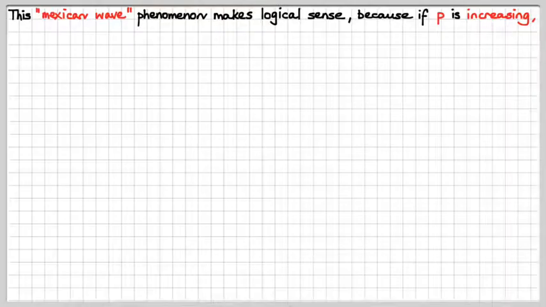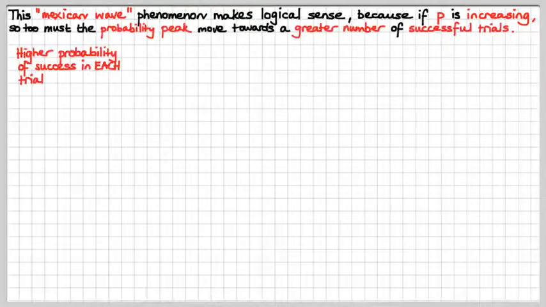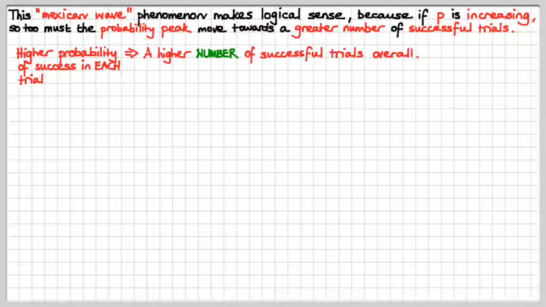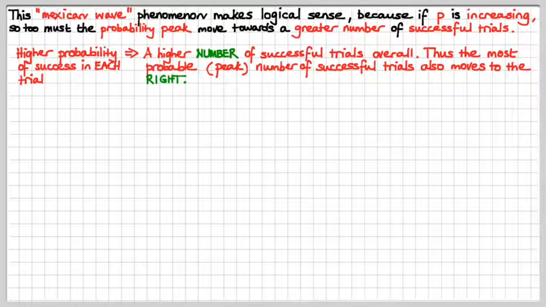So this Mexican wave phenomenon makes logical sense, because if p is increasing, so too must the probability peak move towards a greater number of successful trials. A higher probability of success in each trial means we're going to get a higher number of successful trials overall, aren't we? Yes, of course we are. And therefore the most probable, or peak, number of successful trials will also move to the right. That's all we're saying. That's why you get the Mexican wave.